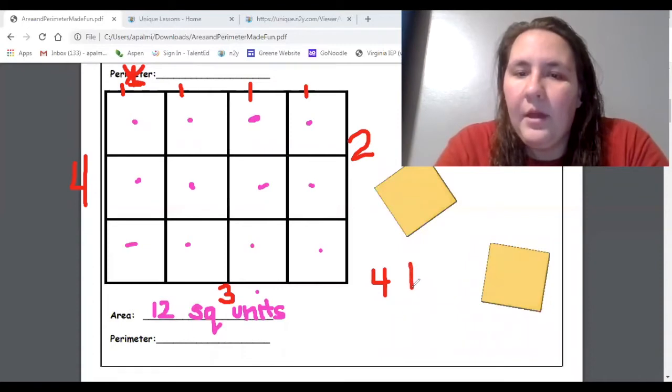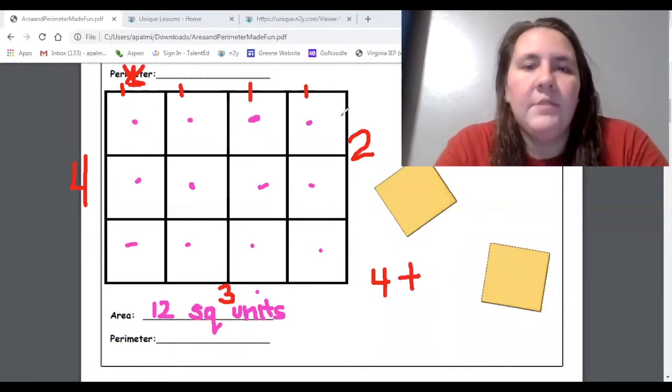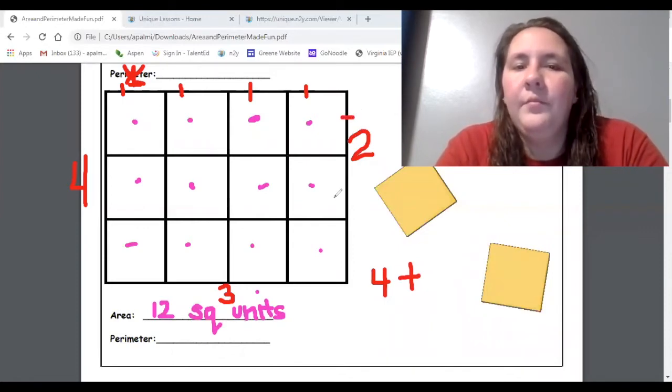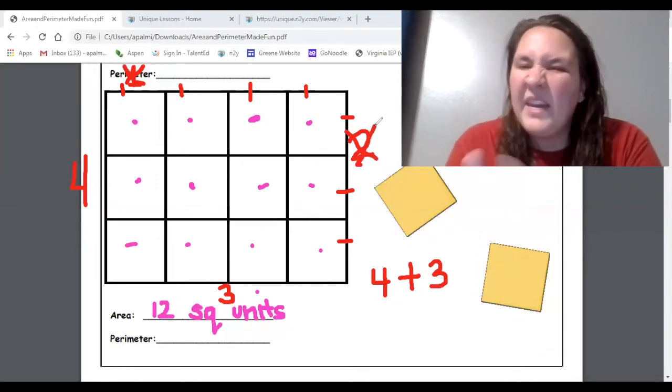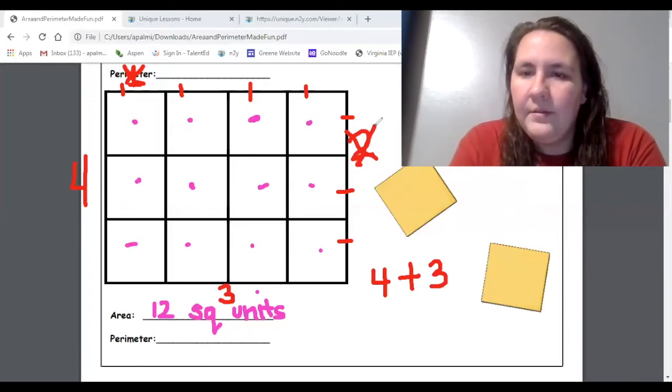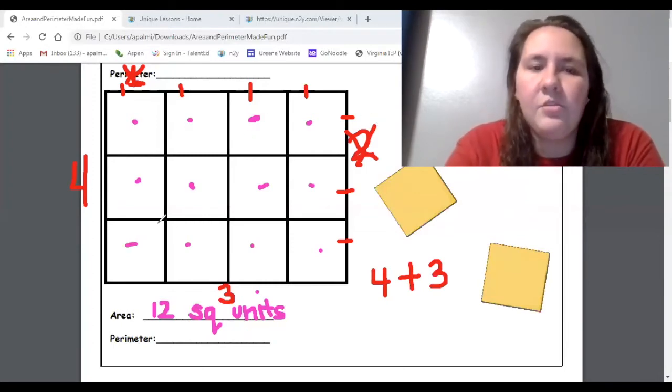So I'm going to put a plus because I know there's more that I need to add up. And then I'm going to count how many are on this side. So let's count together. Ready? 1, 2, and 3. I'm going to write my number of units for that side. I'm going to cross out the side so I know I got it. Am I done adding or are there more sides? Yeah, there's 2 more sides, right?